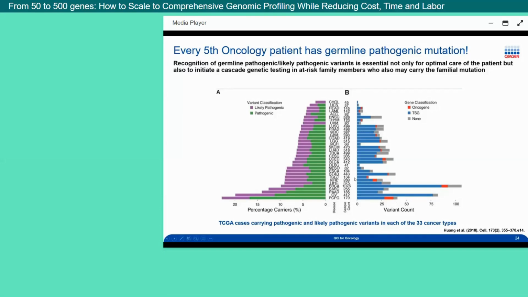Recognition of these germline findings or germline variants is essential not only for optimal care for a patient with cancer, but also it initiates a cascade of genetic testing in at-risk family members who may also carry the familial mutation.